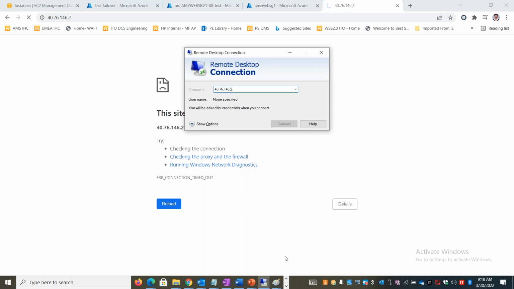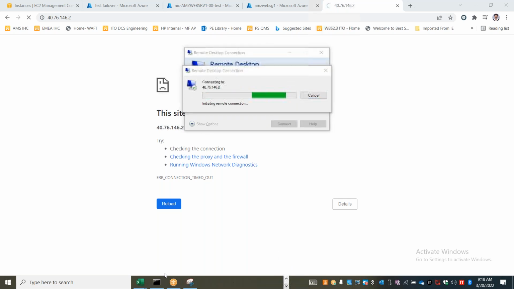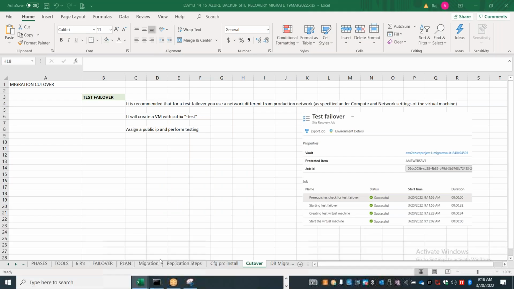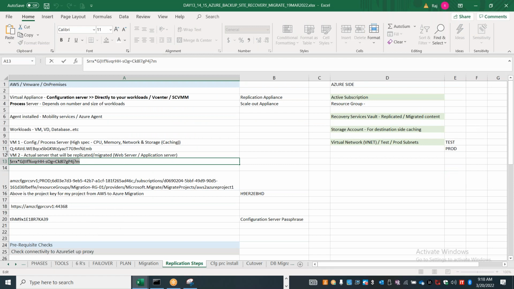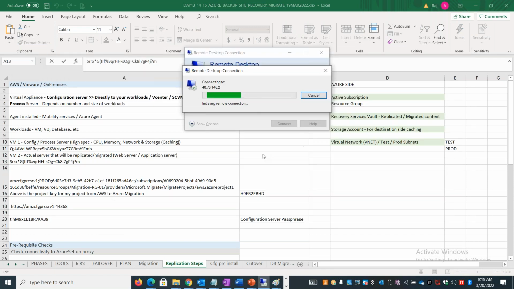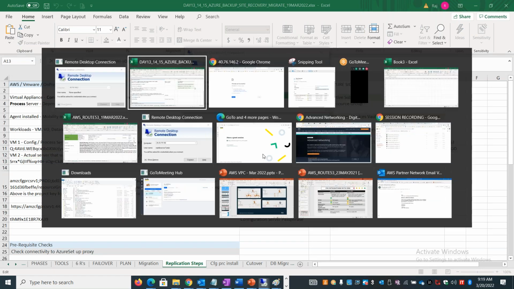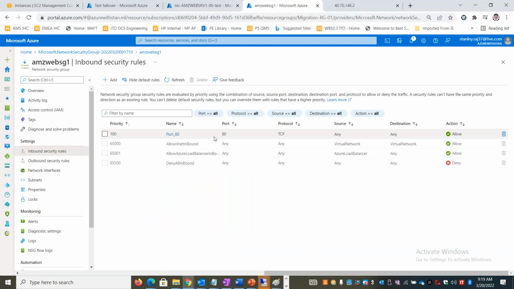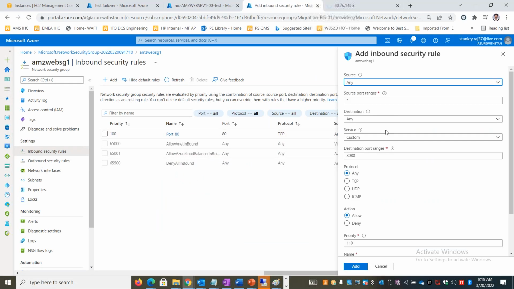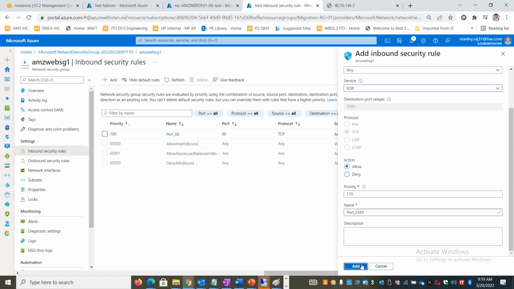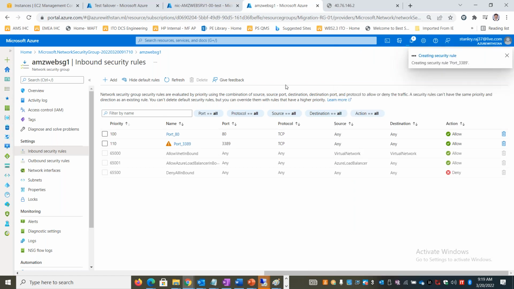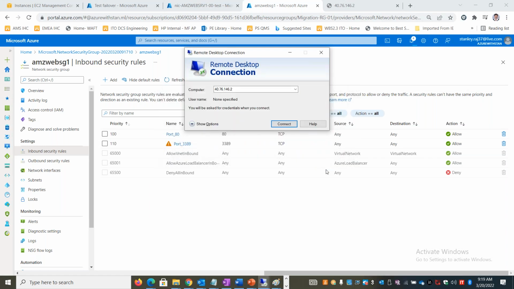Okay, let's connect. Let me pick up the password. The password for the web server is this one, right? It looks like it is taking some time. Okay, only 80 is allowed. So 3389 has not been allowed, RDP through 3389. That's why I'm not able to take RDP. Let's give it a minute.